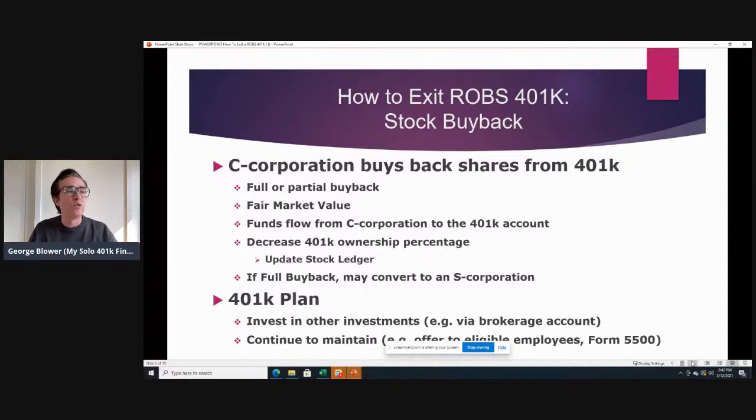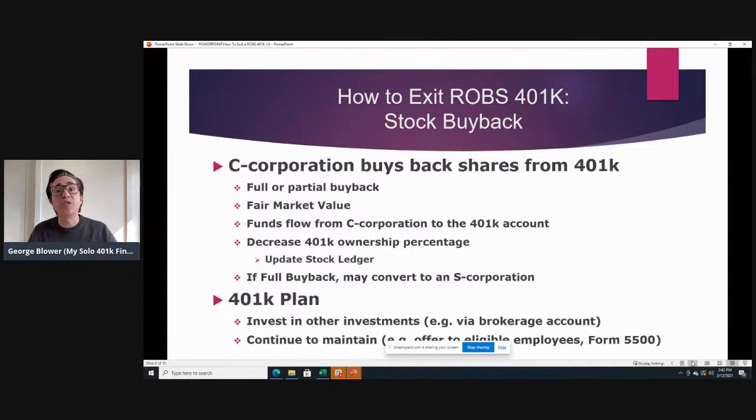Thank you so much. So the stock buyback is the reverse. So the company now is taking money from the corporate account, transferring it back to the 401k, but it's not doing it as like a profit distribution. Instead, it's actually buying the stock back. And so it could buy back all the stock. It could buy back some of the stock. It could be a full or partial buyback. For each time it's buying stock back, it needs to buy it back at fair market value at the time of the buyback. So again, the funds flow from the C corporation account to the 401k account.